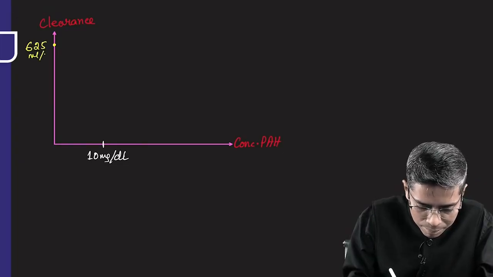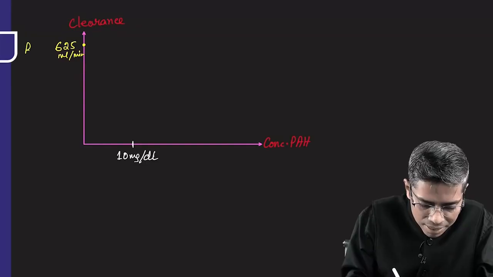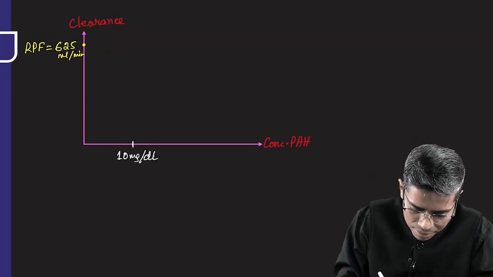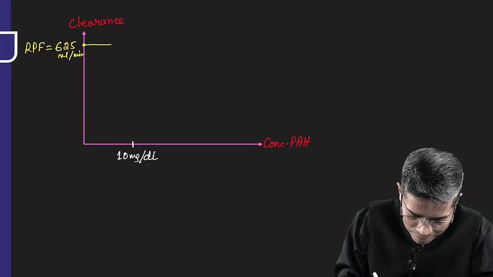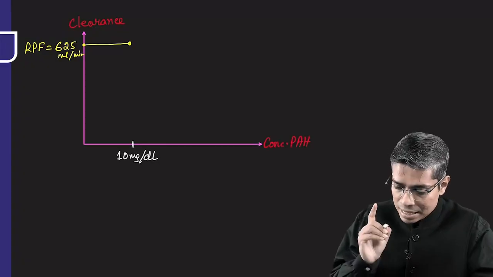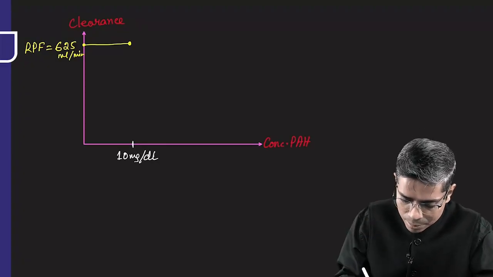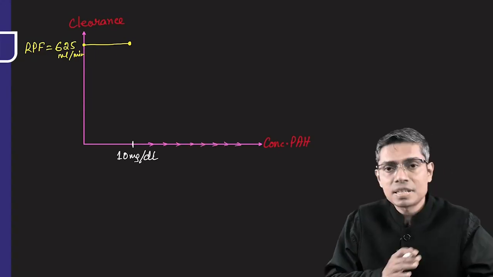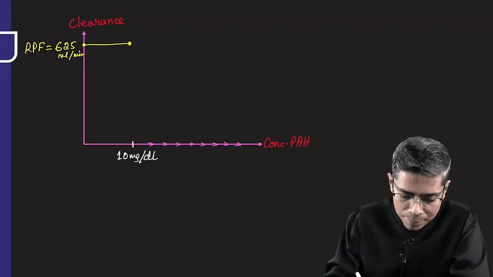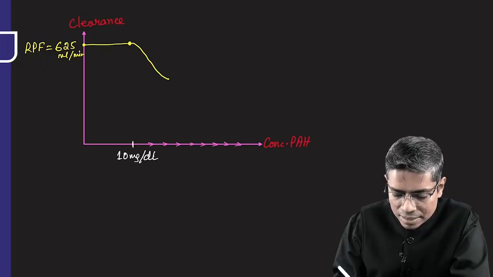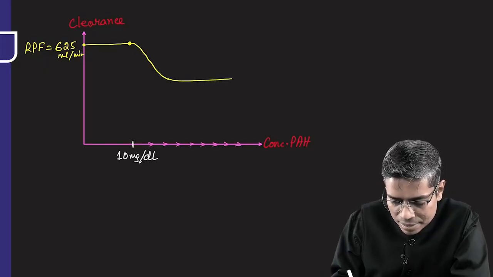625 ml per minute. What is that? This is the exact effective renal plasma flow that you are measuring, right? So this 625 ml clearance will be present up to this 10 milligram per dl concentration. If your PAH concentration is more than this, suppose you have injected a huge amount of PAH by mistake and your PAH concentration is rising more and more, what will happen to the clearance of PAH? The clearance of PAH will decrease, and then it will be stabilized like that of inulin. I'll tell you what this flat portion is.